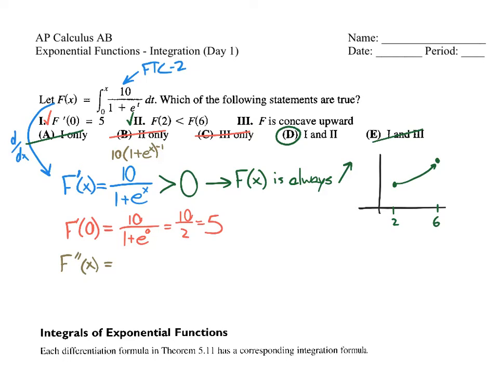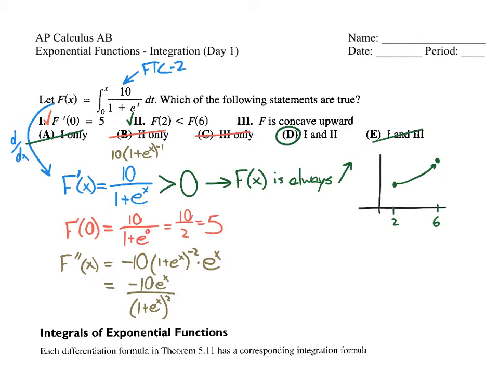So what is our second derivative then? Negative 10 times 1 plus e to the x to the negative 2, times the derivative of the inside. That's e to the x. So we're using the chain rule here. And I can simplify a little bit. It's negative 10 e to the x over 1 plus e to the x squared.